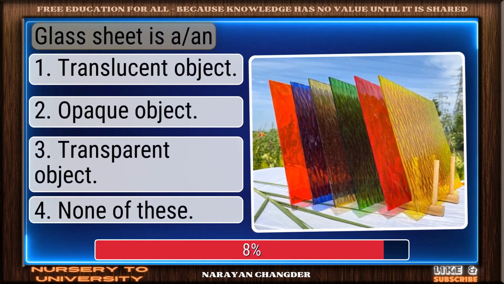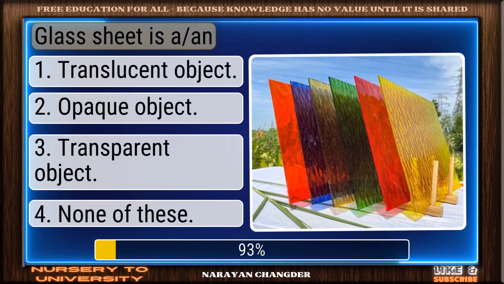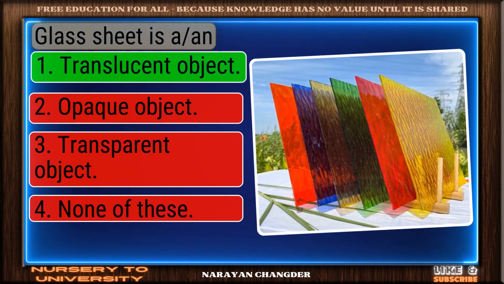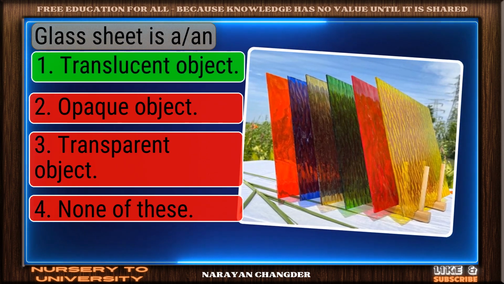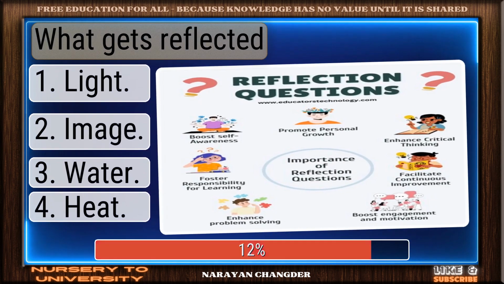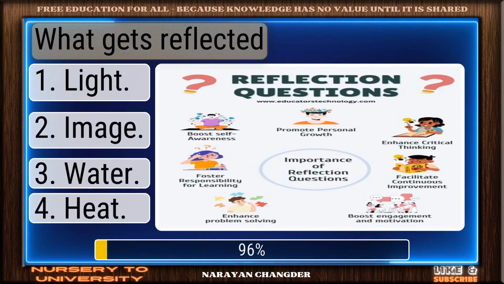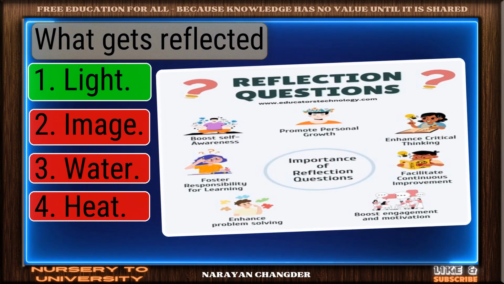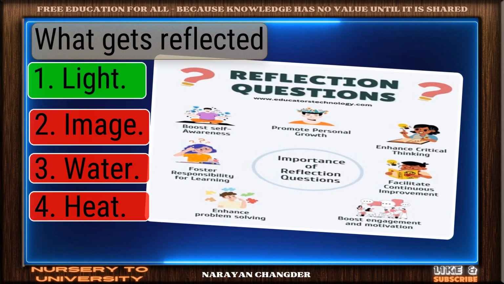Glass sheet is an. Correct response. Translucent object is the most accurate answer. What gets reflected? Great thinking. Light is the right choice.